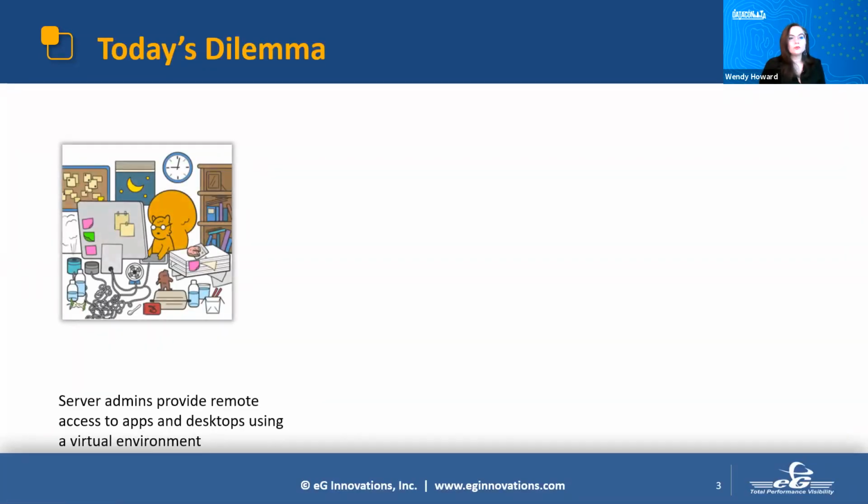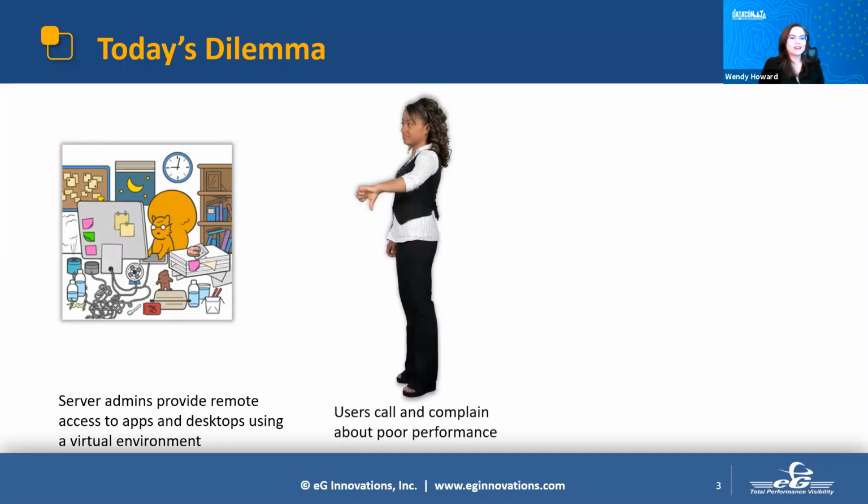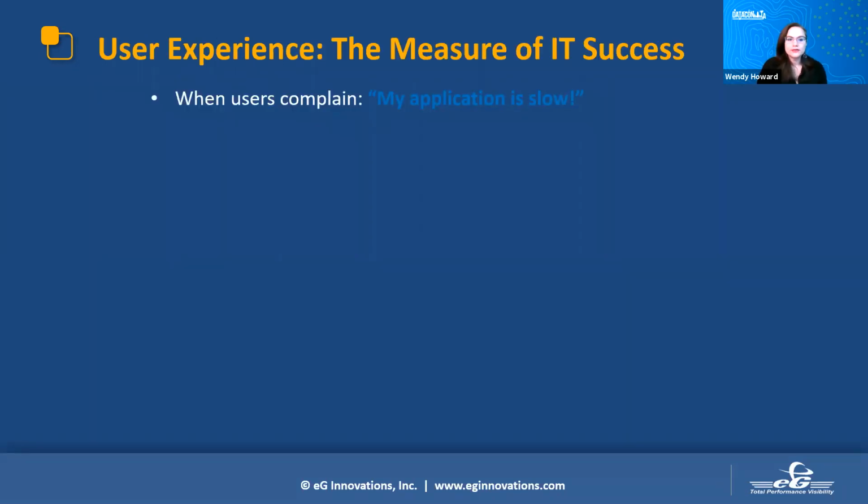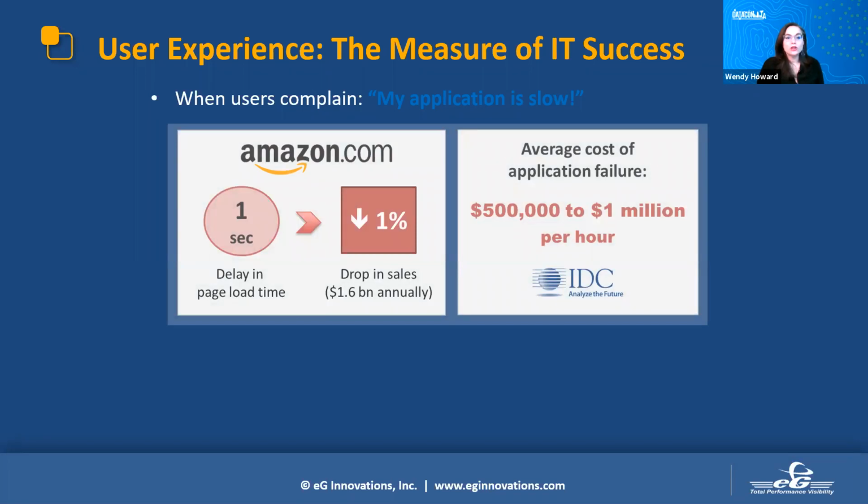Okay, so what's happening in the world today is server admins are providing remote access to desktops and applications in a virtual environment. And then the users are unhappy. They might be calling the help desk and complaining about poor performance. The reason that this is so difficult is because virtual environments are very complex and they're hard to monitor. What we're also seeing lately is this loss of productivity. Slow is the new downtime, is what the saying is in performance land. And you're losing not only revenue, but productivity.